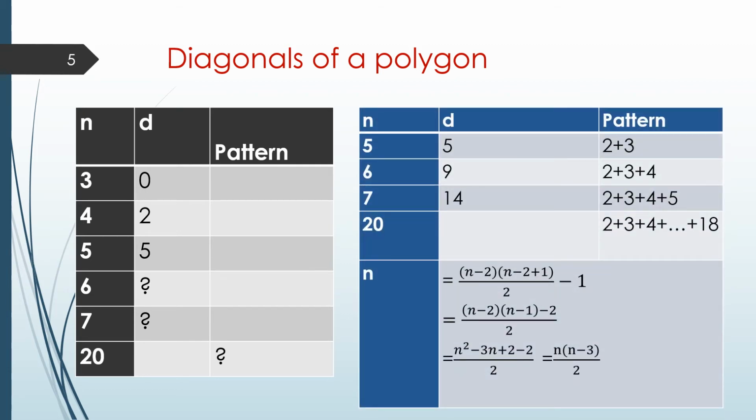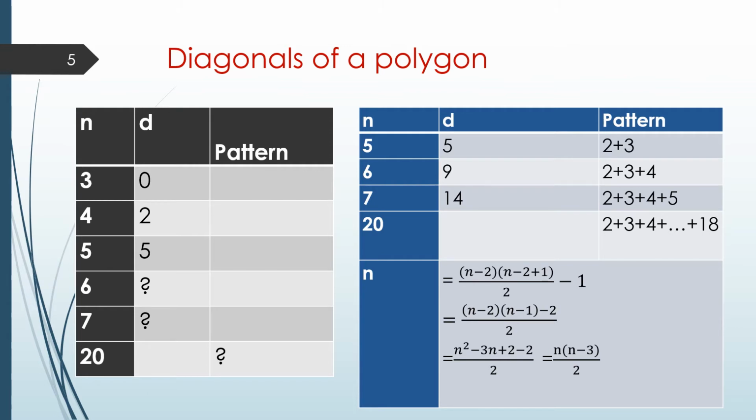For a pentagon, we know that the number of diagonals is 5. So it increases by 2 plus 3. The previous one, for a parallelogram or any quadrilateral, we saw the number of diagonals is 2. So when n is equal to 6, it should be 2 plus 3 plus 4. For 7, it should be 2 plus 3 plus 4 plus 5.